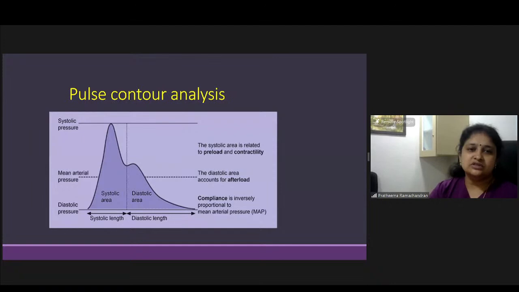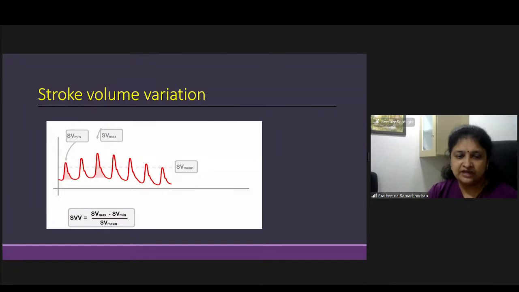Next is stroke volume variation. Every time we give a breath, or if we give a big intrathoracic volume, the lungs expand and blood is squeezed out of the chest into the other parts of the body. If the volume is very low, there is going to be a very big change, an exaggerated response. So if the blood level is very low and we give a push, the change is going to be very high. When it returns to a normal intrathoracic volume, during expiration, the blood comes to a normal level. It falls to the baseline.